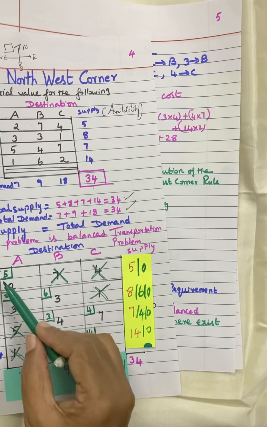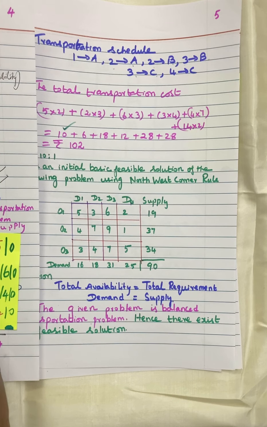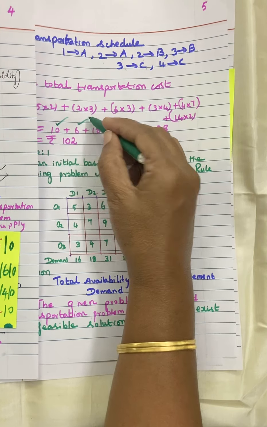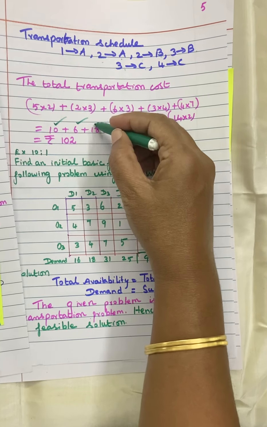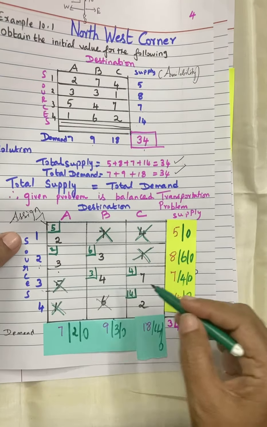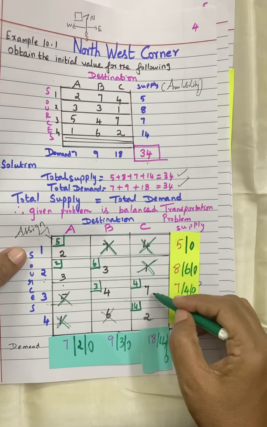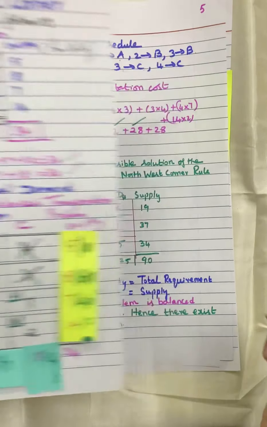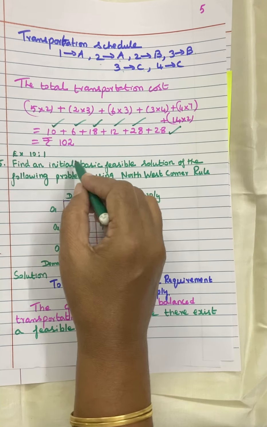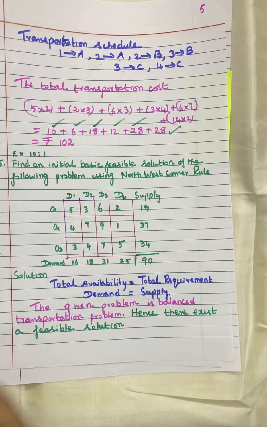Okay. Now transportation values, very simple. 5 2s are 10. 2 3s are 6. 6 3s are 18. 3 4s are 12. 4 7s are 28. 14 2s are 28. So the total cost is 102. So the transportation cost is 102. Transportation schedule is this. Very simple.